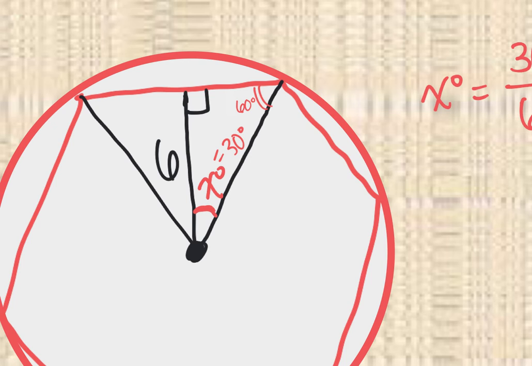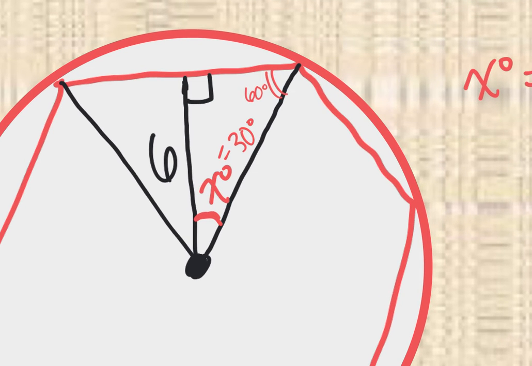Okay? So this is a 30, 60, 90 triangle. The side opposite the 60 is 6. The side opposite the 30 will be this 1/2 s, which we need to figure out. So what we have to do is label this A, label this A times the square root of 3, and label this 2A.